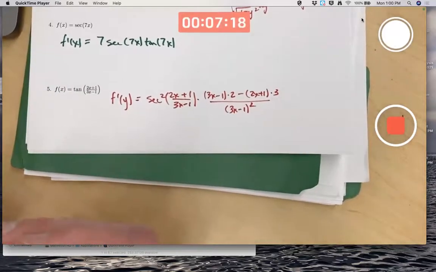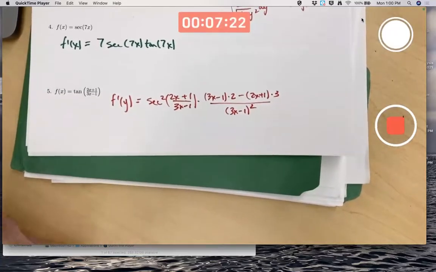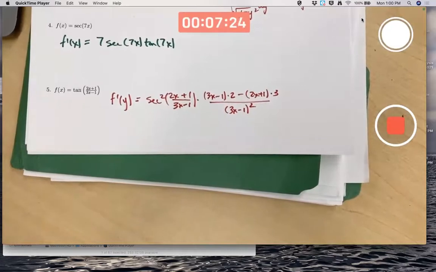Any other questions at all? Not for the gateway, no. For exam 2 you will, but not for the gateway.